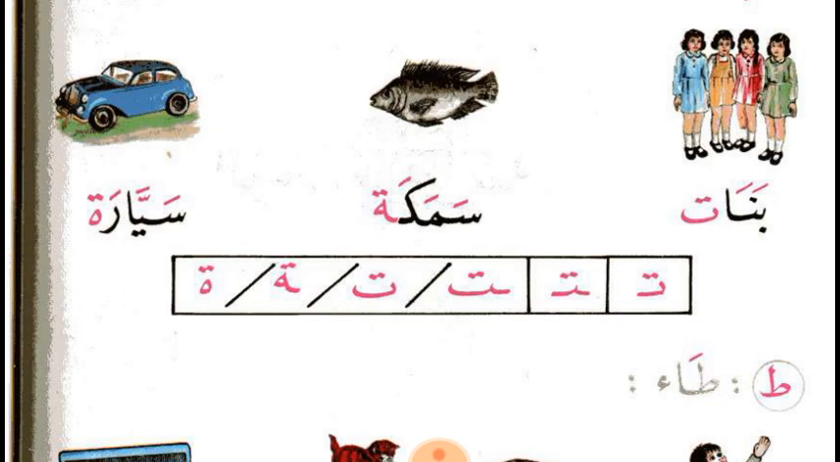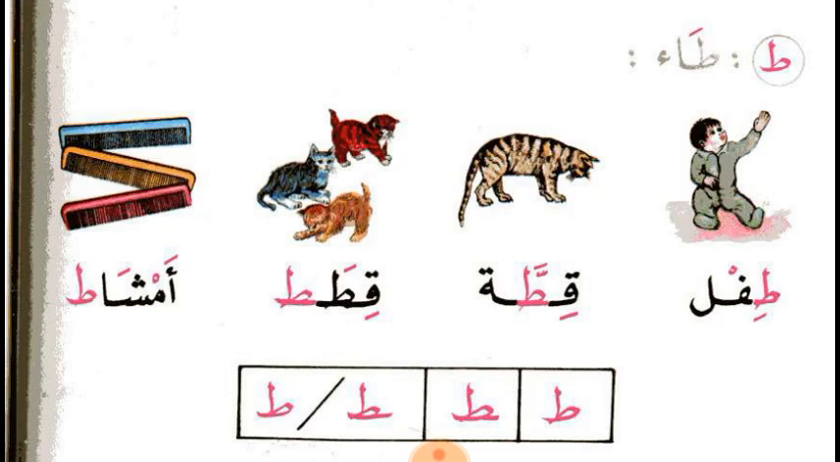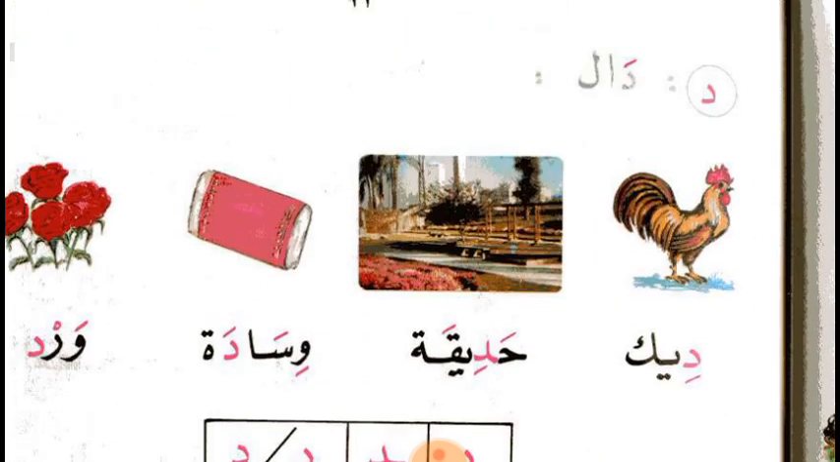Banatun, daughters, girls. Samakatun, fish. Sayaratun, the car. Okay. Tiflun, a child. Qittatun, a cat. Cats. Okay. Amshatun, combs, plural of mushd. Mushd, amshat. Combs. Okay. Then we have Dal.